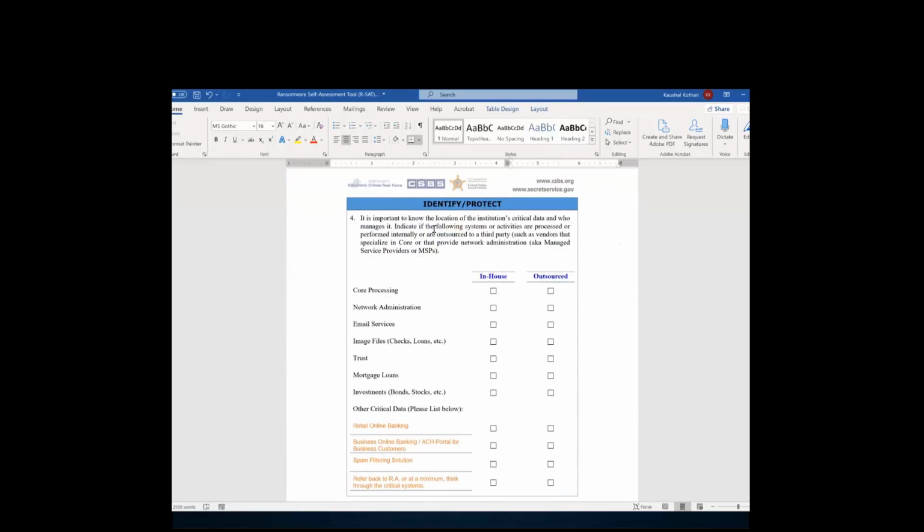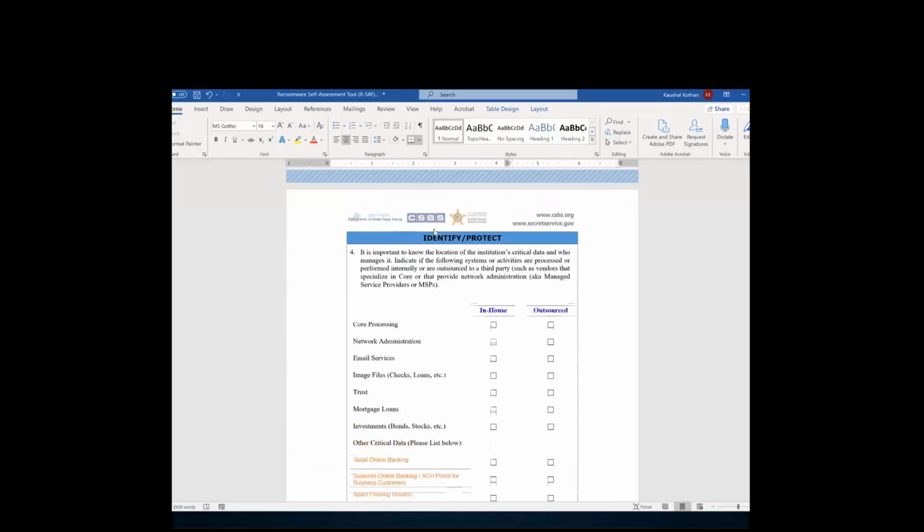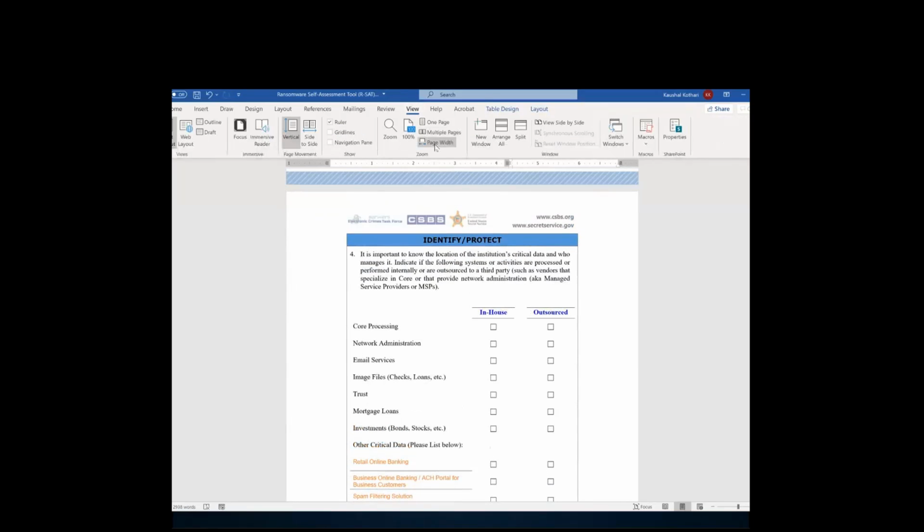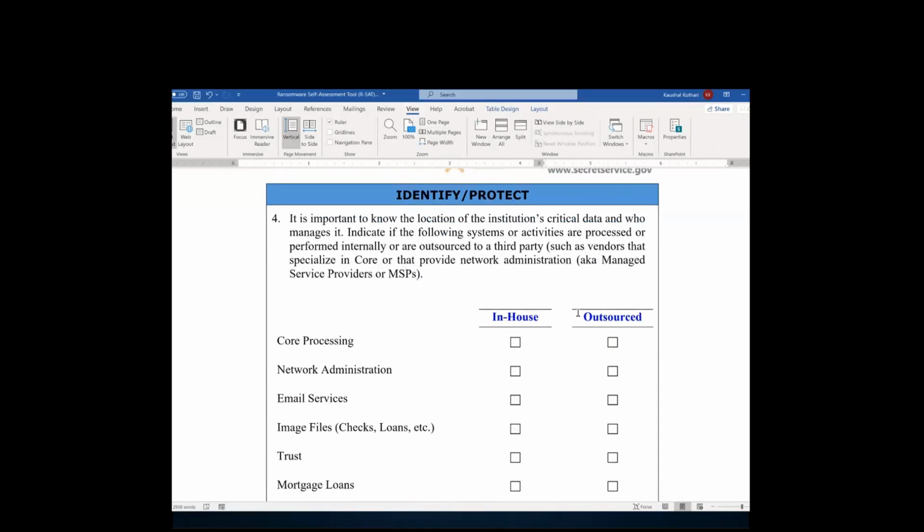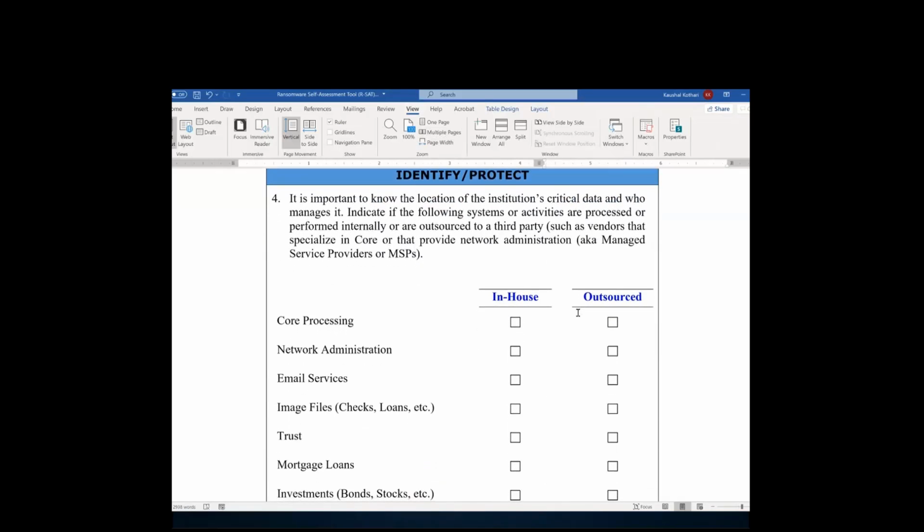Then the next thing they do is ask you to document all of your critical data. My apologies if this isn't big enough. Obviously the top ones are your core processing vendor, network administration, email services, image files, trust, mortgage, loans, and investments. They're asking you to document whether that's in-house or outsourced. Really, what they're trying to determine is whether ransomware protection is in your control or in the vendor's control.